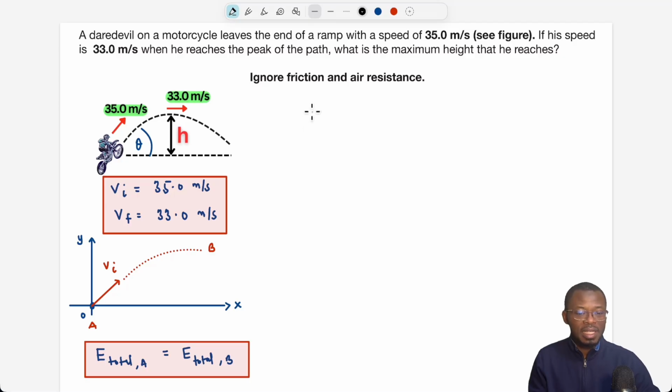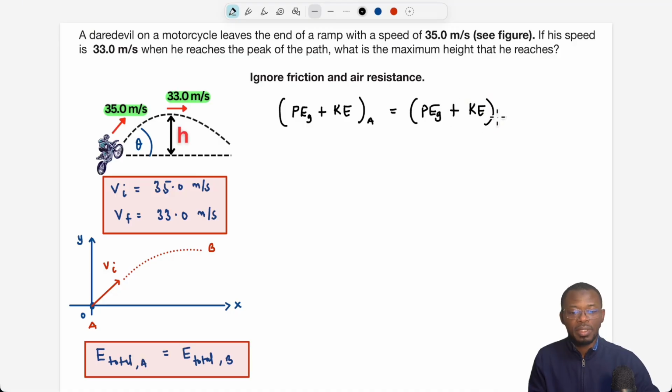So the total energy at point A is going to be the gravitational potential energy plus the kinetic energy. So this at point A, and that must be equal to the gravitational potential energy at point B, plus the kinetic energy at point B. And this is the conservation of mechanical energy. So the only energies we are looking at are potential energy and kinetic energy at those 2 points. The sum of these energies at each point has to be equal.